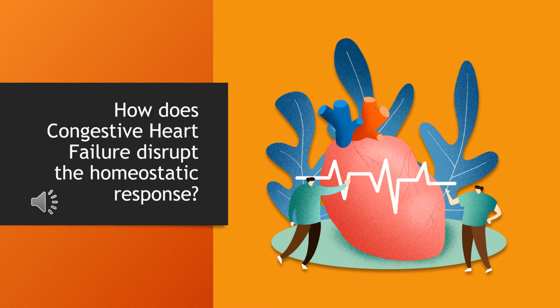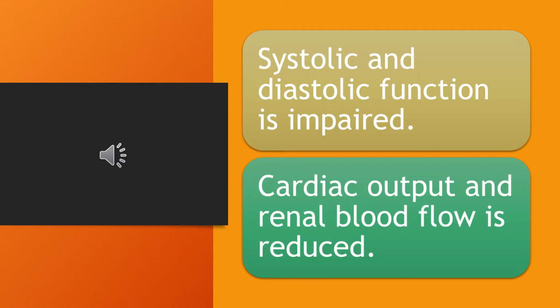How does something like congestive heart failure disrupt homeostasis? Systolic and diastolic function is impaired due to congestive heart failure. Another problem that can occur is that cardiac output and renal blood flow are reduced.